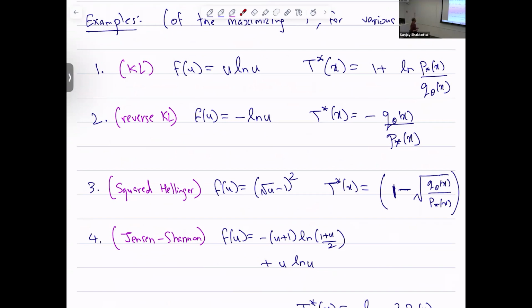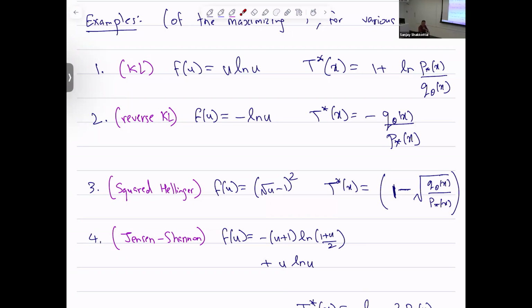Based on some distance. F. Okay, what is f? Is some convex function in the f divergence. That is the definition of f divergence. You choose an f, you'll get a distance between distributions, quote unquote. Okay, KL is not a distance, but essentially that's what it is.